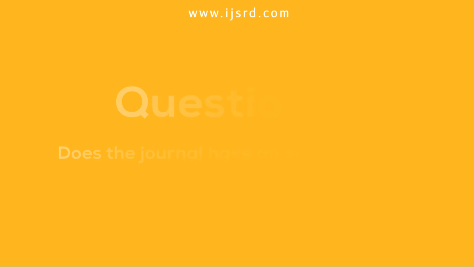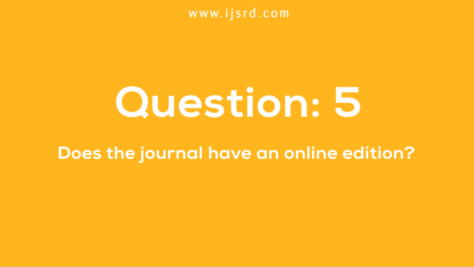The fifth question is, does the journal have an online edition? Journals come in a printed version and or an online version. In this digital era, one should check that the journal has an online edition, so articles can be accessed from around the world.